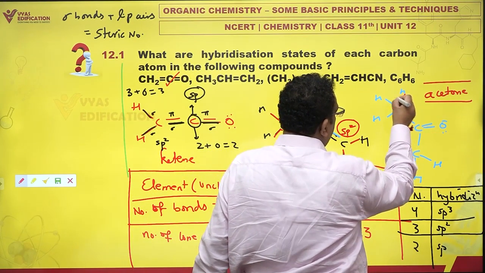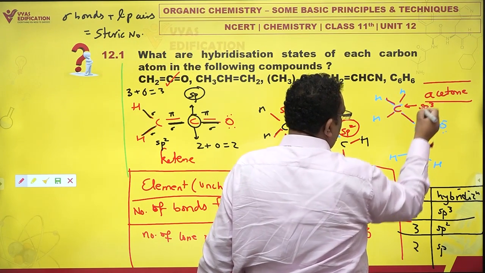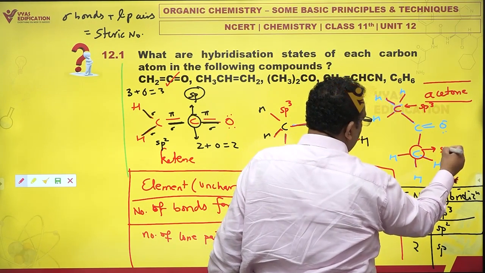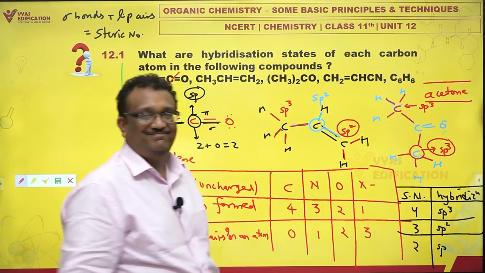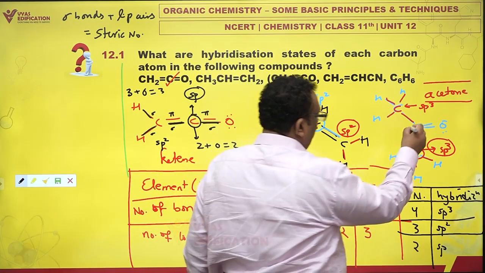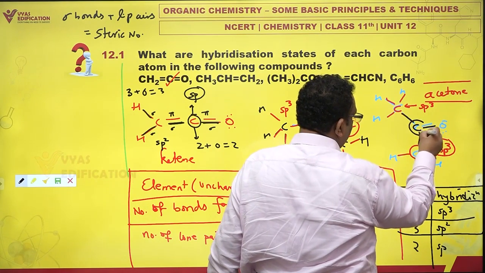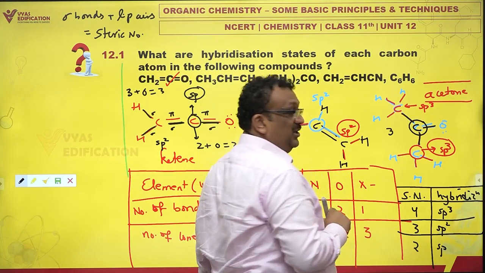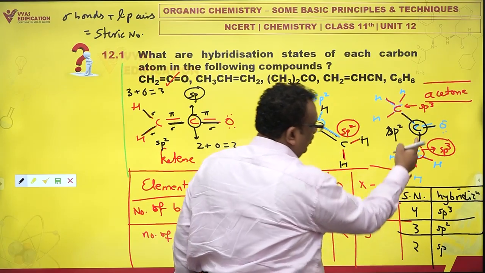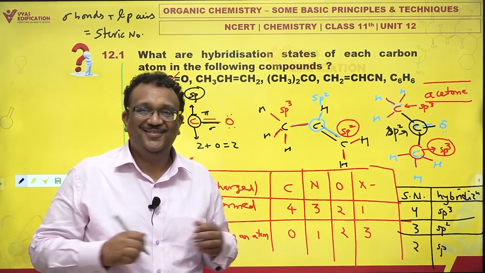See this carbon, 1, 2, 3, 4. So this carbon is sp3. 1, 2, 3, 4. So this carbon also is sp3 hybridized. Can you see that? Yeah, we can. What about the other one? The middle one. 1, 2 and 3. That means it should be sp2. Steric number 3 means sp2. So this is sp2 hybridized. There we are. Got it?